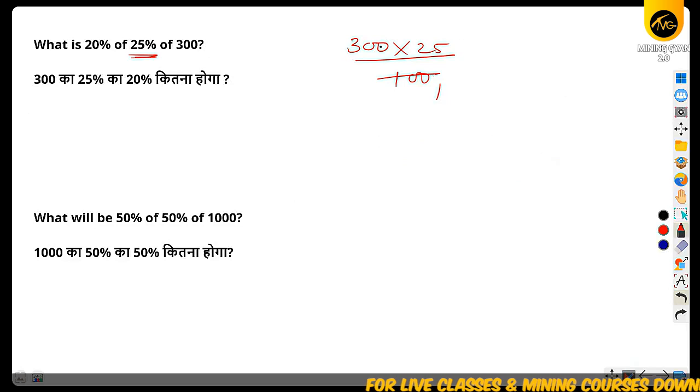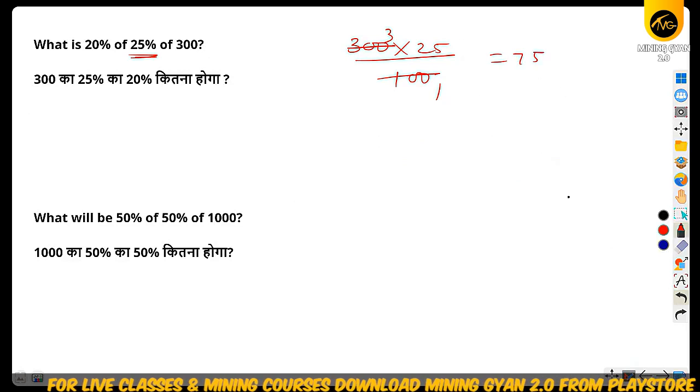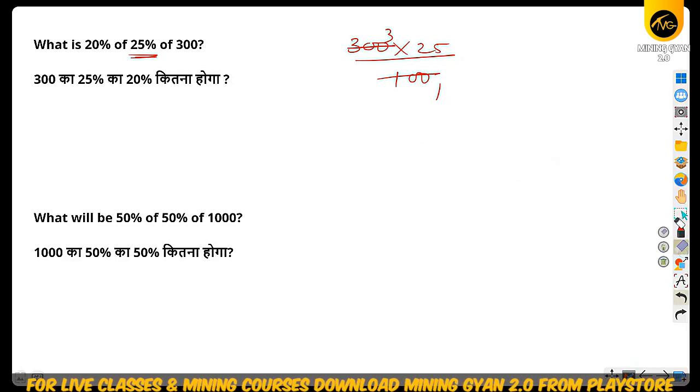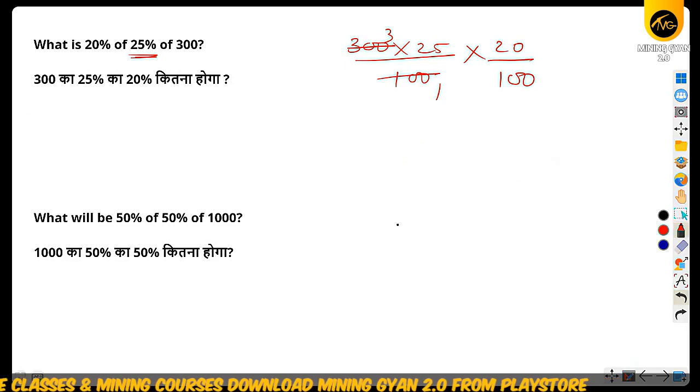So it will be 75. Or you can directly multiply the percent, 20%. Just multiply the 20 and divided by 100. क्योंकि हमें जब भी करना पड़ेगा तो क्या करना पड़ेगा, जस्ट मल्टीप्लाई करेंगे 20 एंड डिवाइडेड बाय 100 करेंगे.